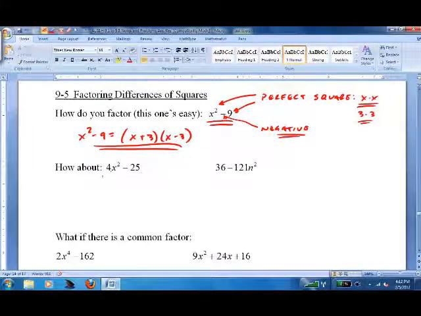So here it is again. Perfect square, perfect square, perfect square, negative. It's going to be 2x plus 5, 2x minus 5. That's it.